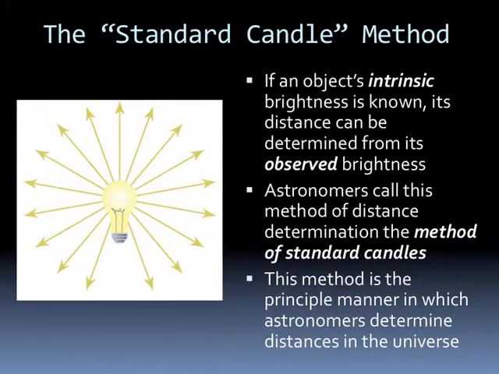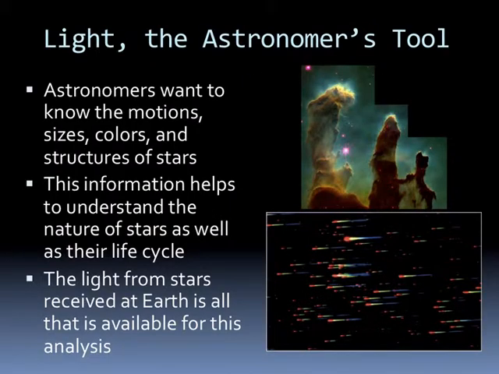The diameter of the circles on the picture of the light from that, the ratio of that would be the same as the ratio of their distances. This is actually the principal manner in which astronomers determine distances in the universe. So light is the astronomer's tool.